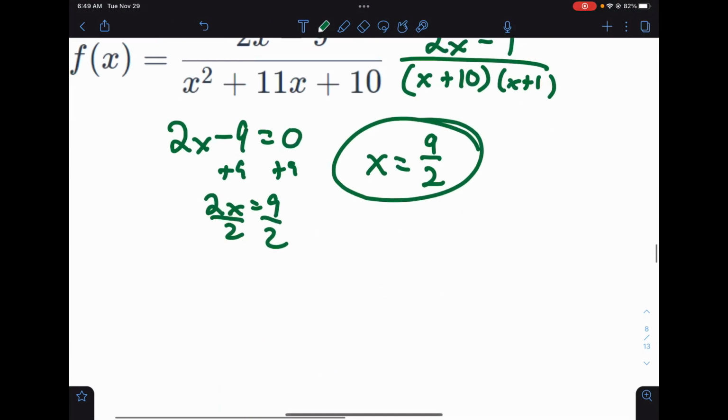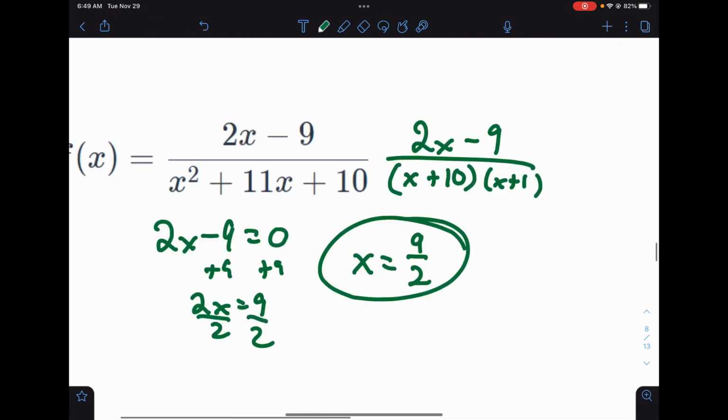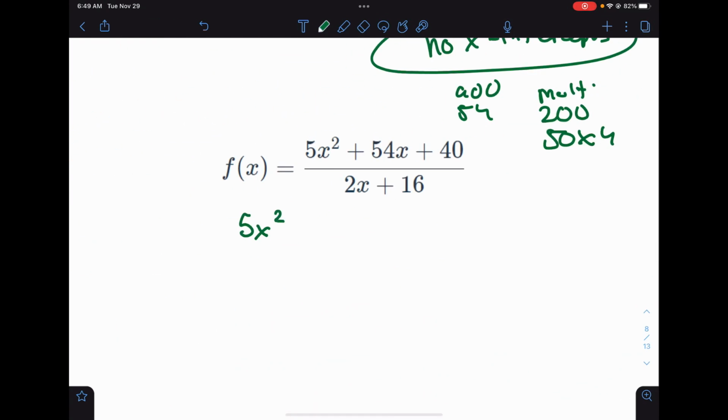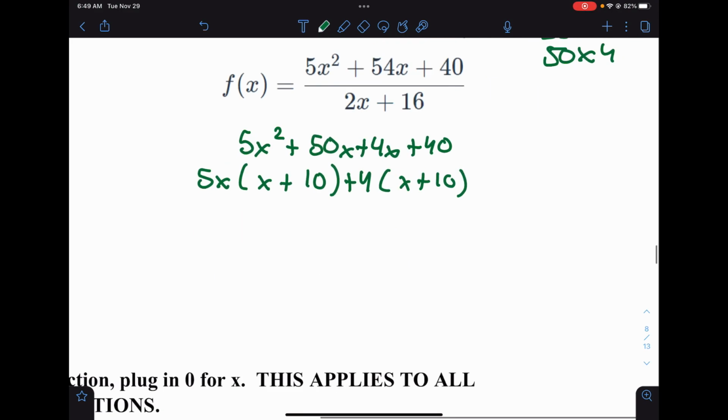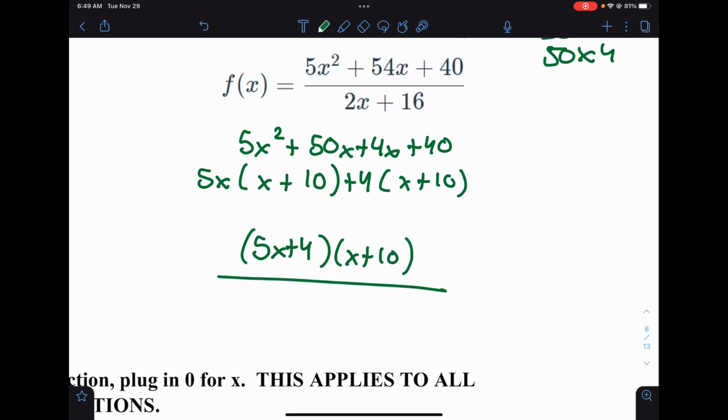So let's go ahead and write this out. We're going to do 5x squared plus 50x plus 4x plus 40. We can take a 5x out. We get x plus 10. Here we can take a 4 out, x plus 10. So our numerator factored is going to be 5x plus 4 times x plus 10. And then on the bottom, we can take a 2 out, so we get x plus 8.